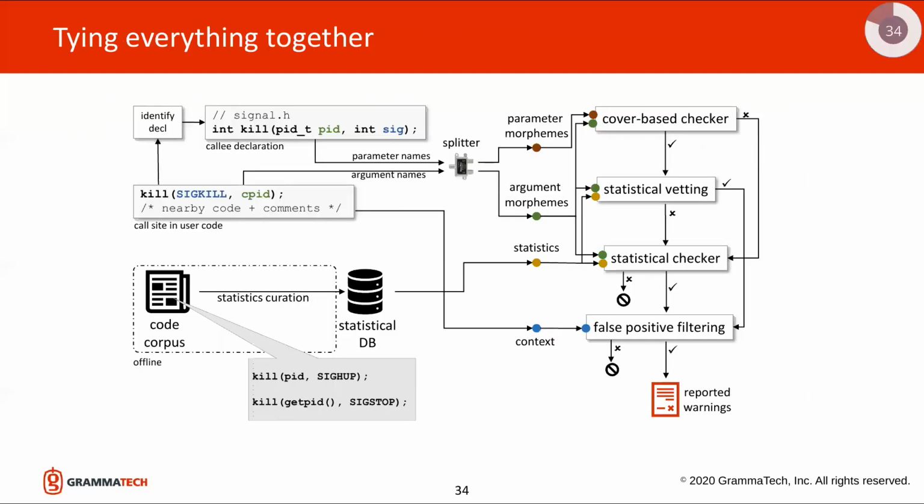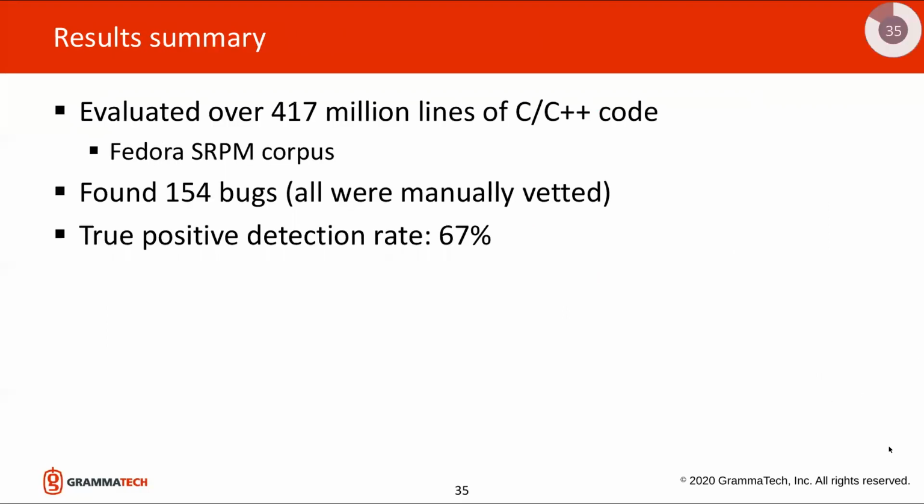In our paper, we go into lots of details of how we tie all of these stages together to create our swapped arguments checker. And I hope I've convinced you to go read our paper for these details. We evaluated our checker on over 417 million lines of open source C and C++ code. We then sampled a subset of all the errors that our checker found, and we manually triaged the subset and found that about 154 errors were actually true positives, with a true positive detection rate of 67% amongst the manually triaged errors.